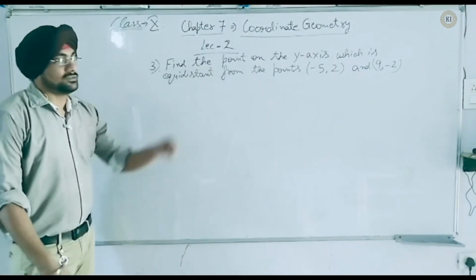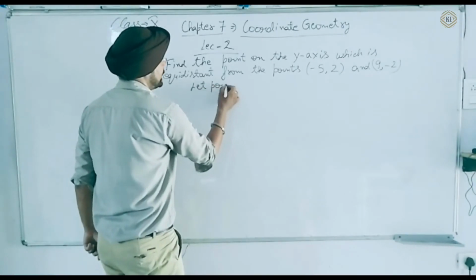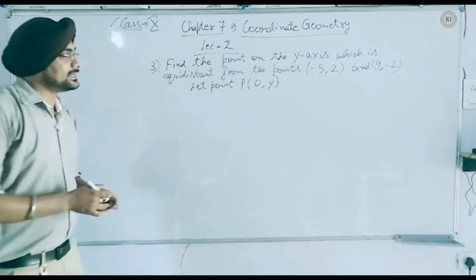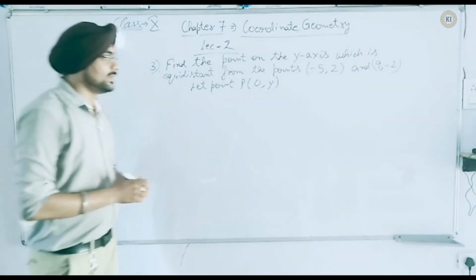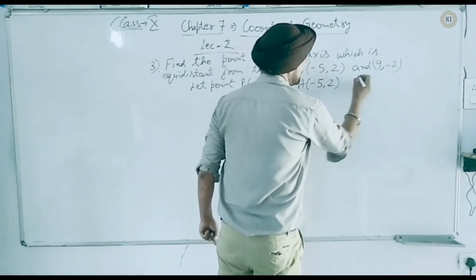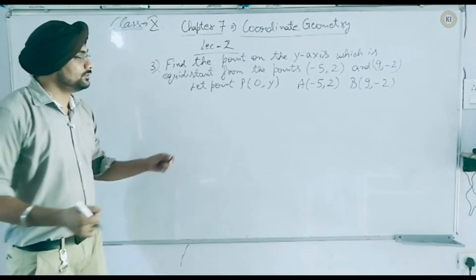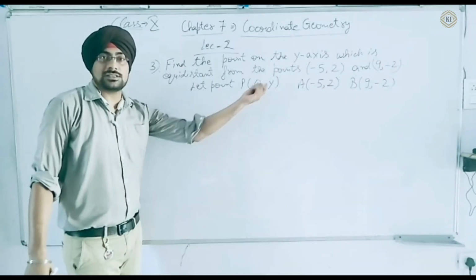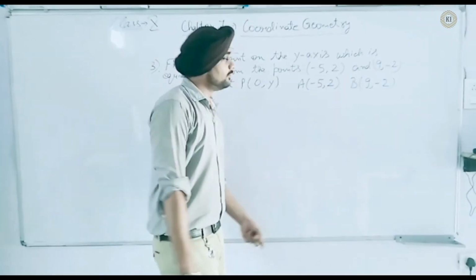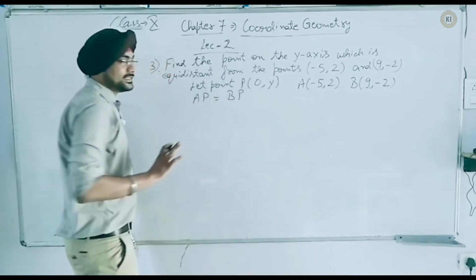Now find the point on the y-axis. Any point on the y-axis will be 0, y. Let point P be 0, y. We can take this value as A, minus 5, 2 and this value as B, 9, minus 2. Now point P is having the same distance from the point A, and point P is having the same distance from the point B also. So now we calculate AP. AP should be equal to BP. Both the distances are equal.